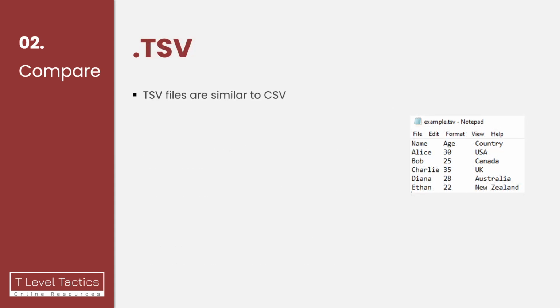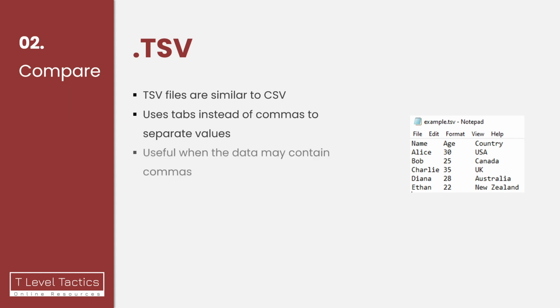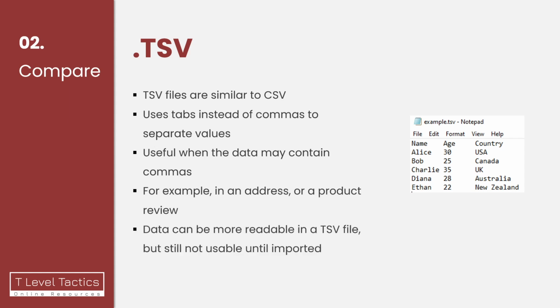TSV files are similar to CSVs, but they just use tab spacing instead of commas to separate values. It's useful for when the data may already contain commas, for example, in an address or a product review, for instance. And data in a TSV can be more readable, but it's still not usable until it's been imported into an application.